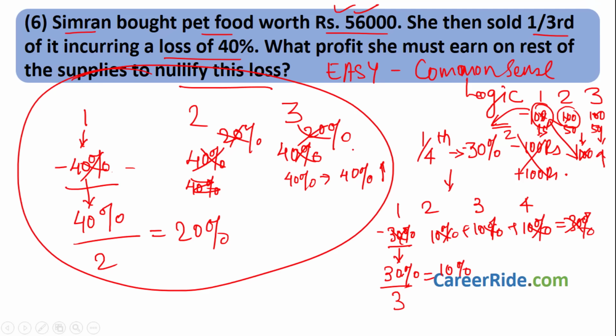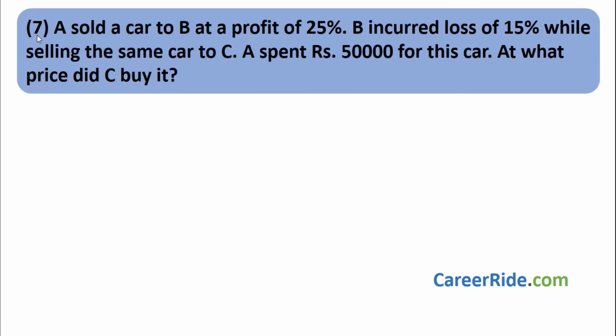Okay. Moving to question number 7. A sold a car to B at a profit of 25%. B incurred a loss of 15% while selling the same car to C. A spent rupees 50,000 for this car. At what price did C buy it?